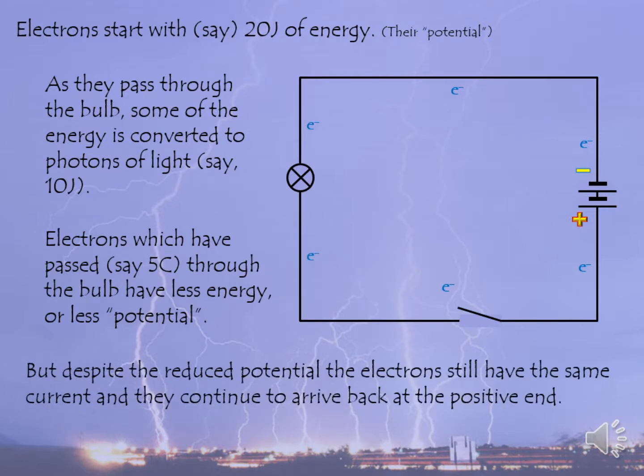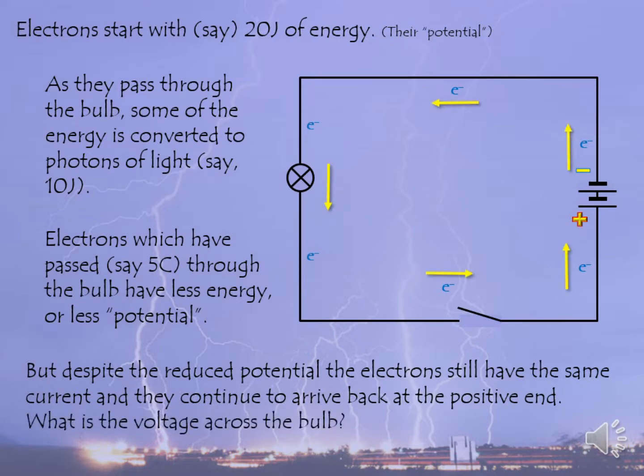So despite that reduced potential, they are still moving, they have the same current, and they will continue to arrive back at the positive part of the battery. But what do you think the voltage is across the bulb in this circuit? And more or less across the whole circuit, because the bulb is the only component.